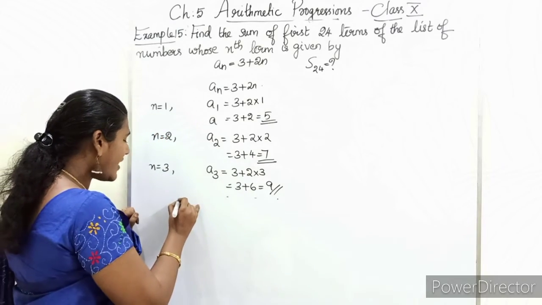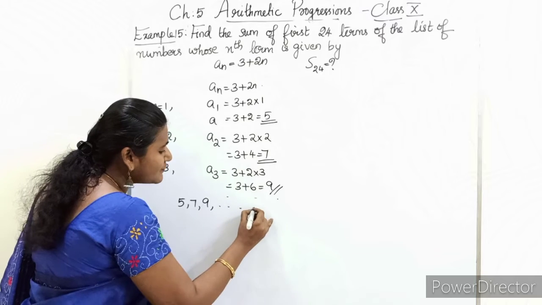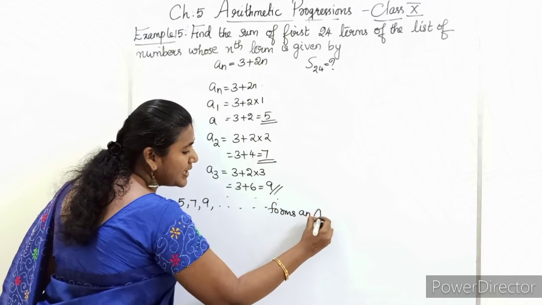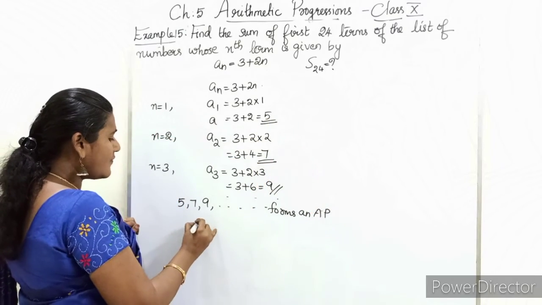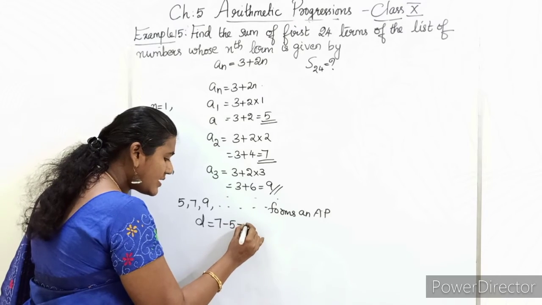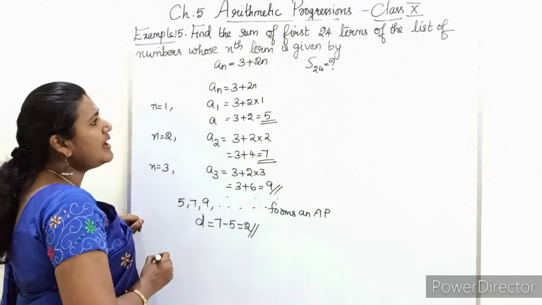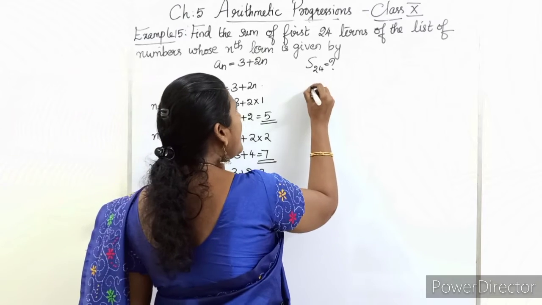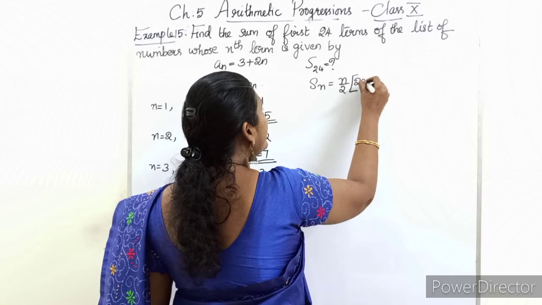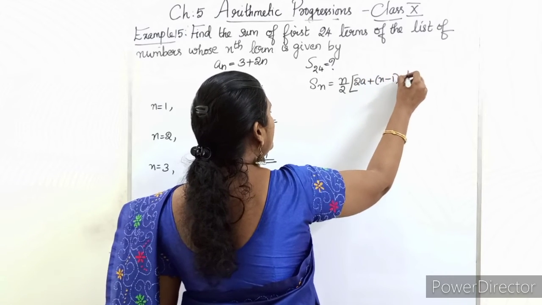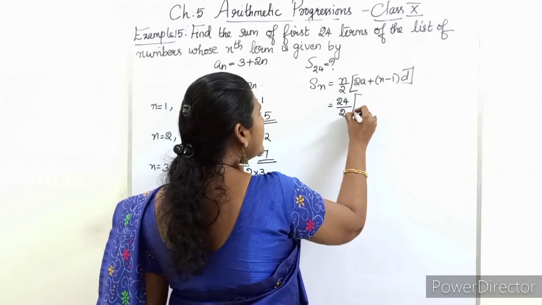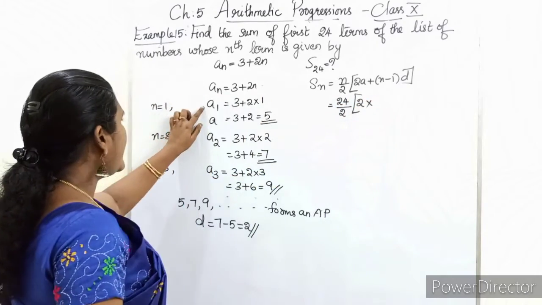So actually these 5, 7, 9 form an AP. So we got the AP now. So we have the first term. Now we will calculate the common difference D, that is A2 minus A1, which is equal to 2. Now we will use the S24 formula, the Sn formula: Sn equal to n by 2 into 2a plus n minus 1 into d. So here the value of n is equal to 24 and the value of a is 5.